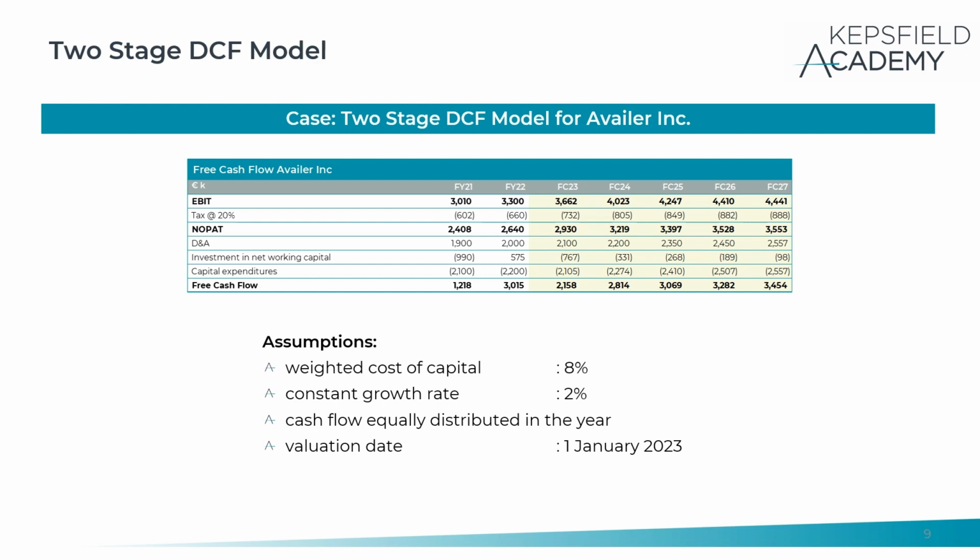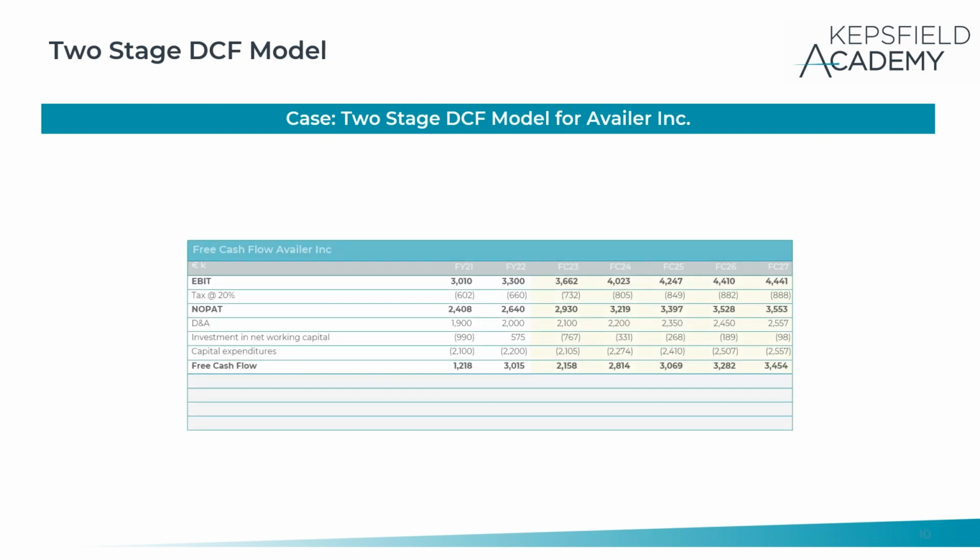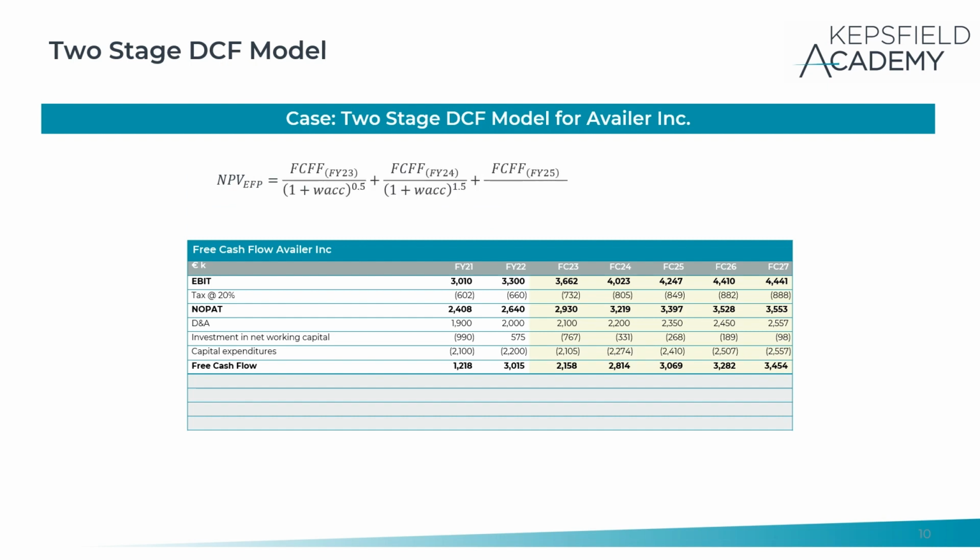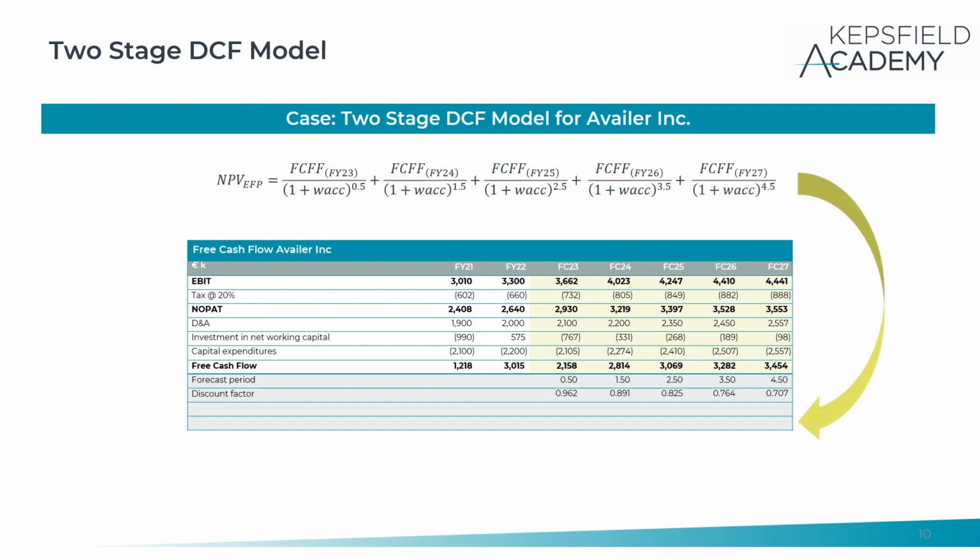First, we calculate the first stage. We discount each FCF by 1 plus WACC to the power of the number of future periods. We find that the cumulative present value of the cash flows in the explicit forecast period is 12,066,000 euro.